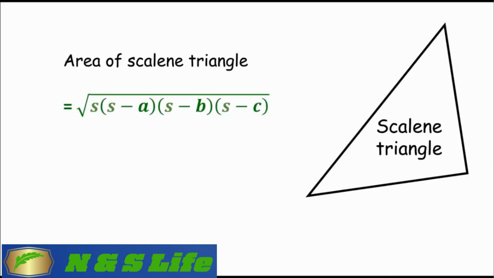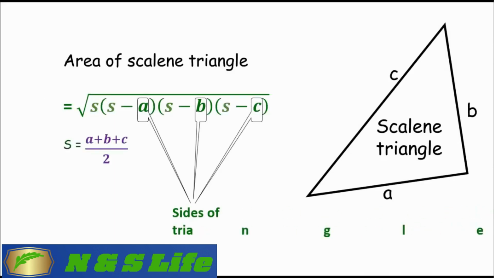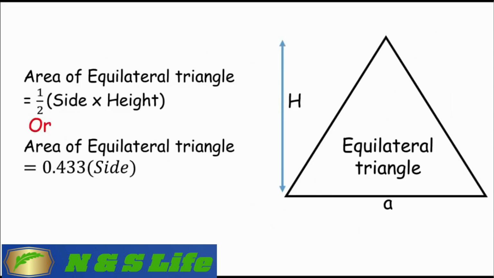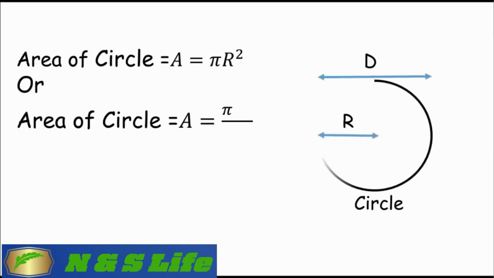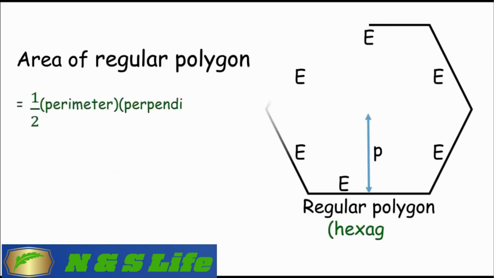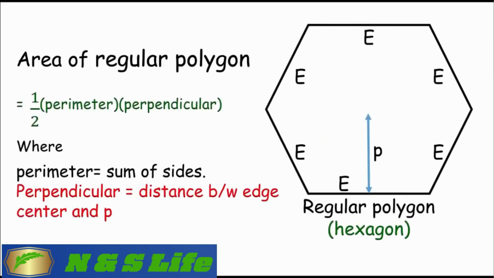The area of a scalene triangle can be calculated with the help of Hero's formula, which I'm going to explain a little later. The area of an equilateral triangle can be found by the same formula, 1/2 times base times height, or 0.433 times its side squared. The area of a circle is pi r squared or pi d squared divided by 4. The area of a regular polygon is 1/2 its perpendicular times its perimeter, and so on.